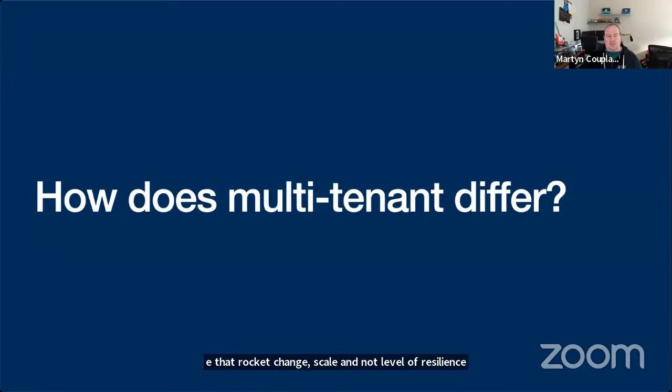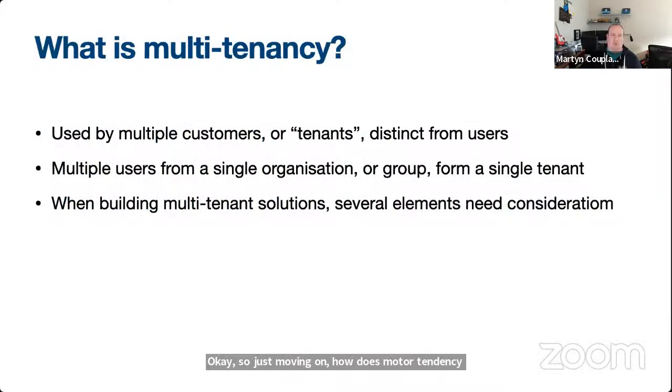Okay, so just moving on, how does multi-tenancy differ? First of all, we need to look at what multi-tenancy is. Multi-tenancy is the term we would use if we are talking about a platform that is used by multiple customers or tenants, right? Not multiple users, multiple customers, which we will call a tenant. So by having numerous of those, we obviously get multiple tenants, or multi-tenancy.